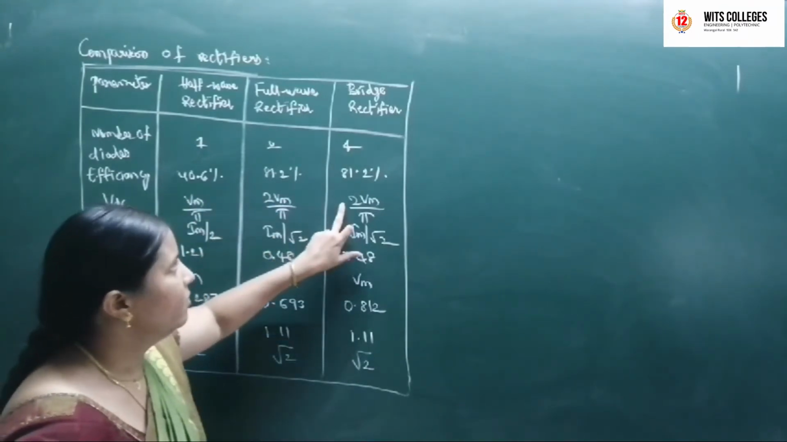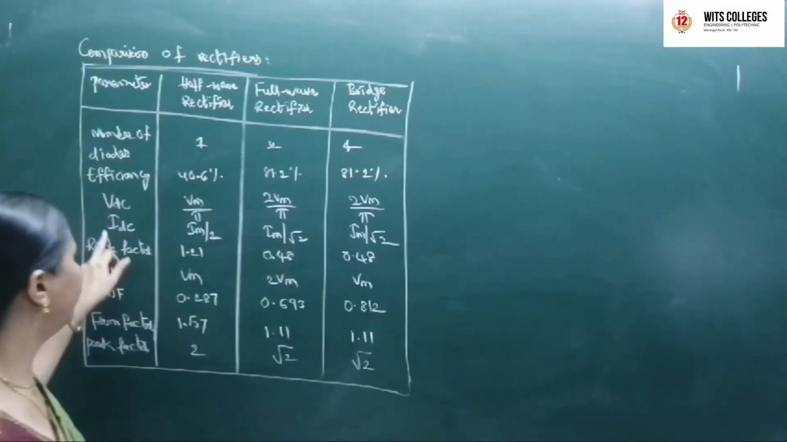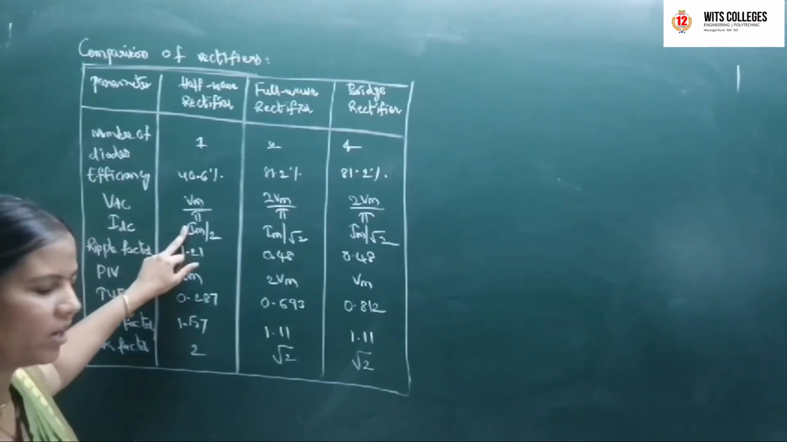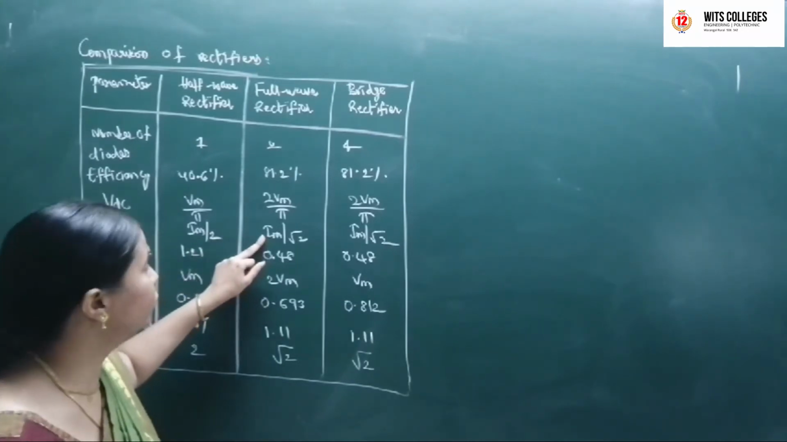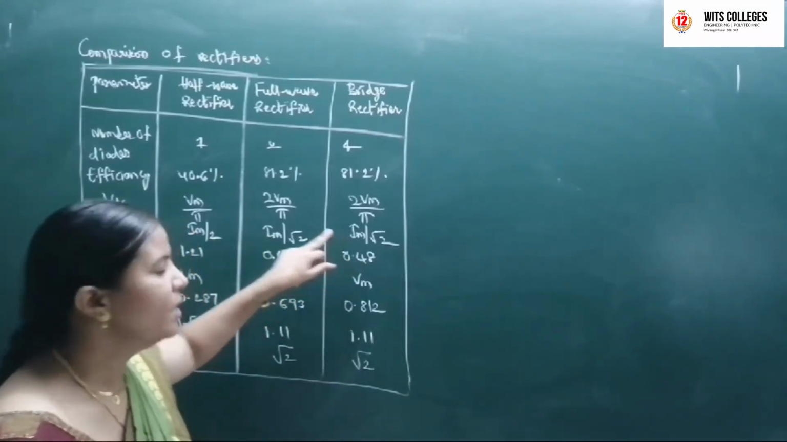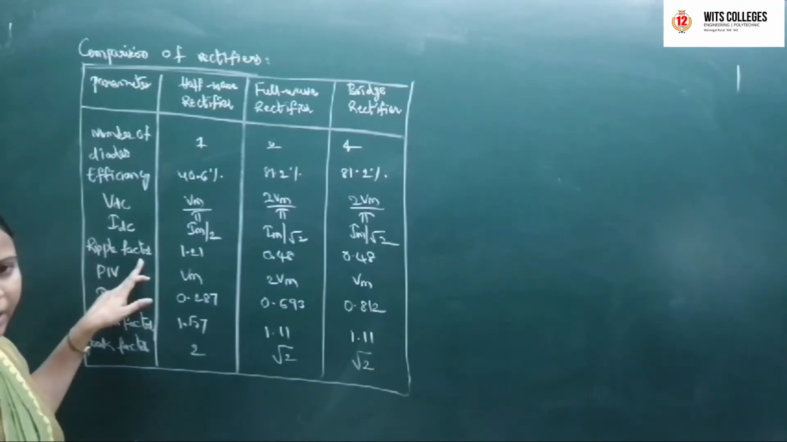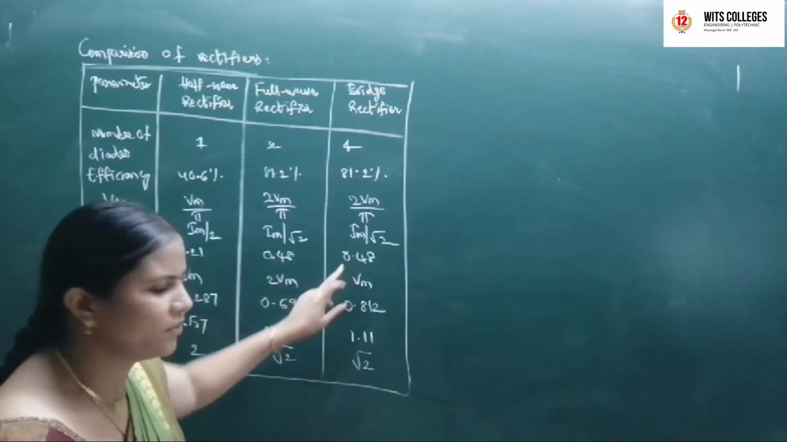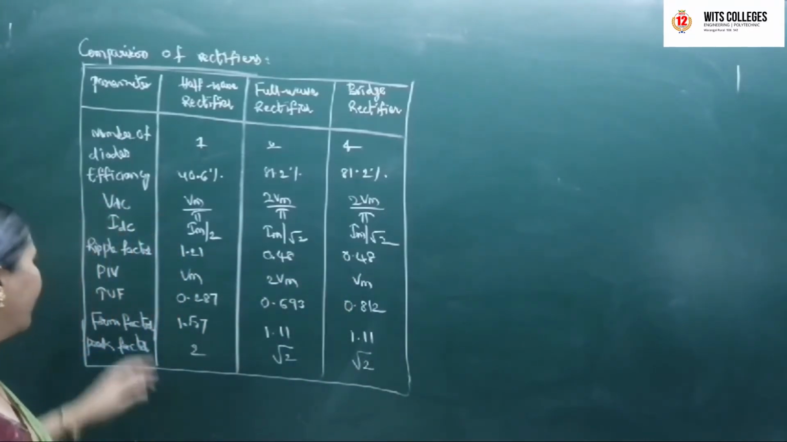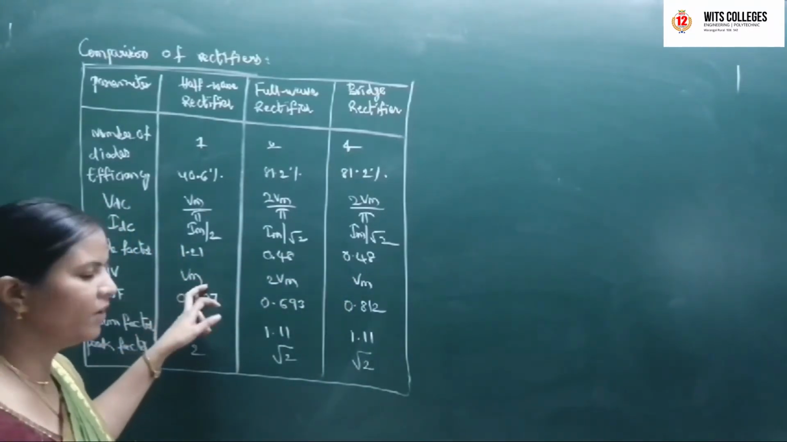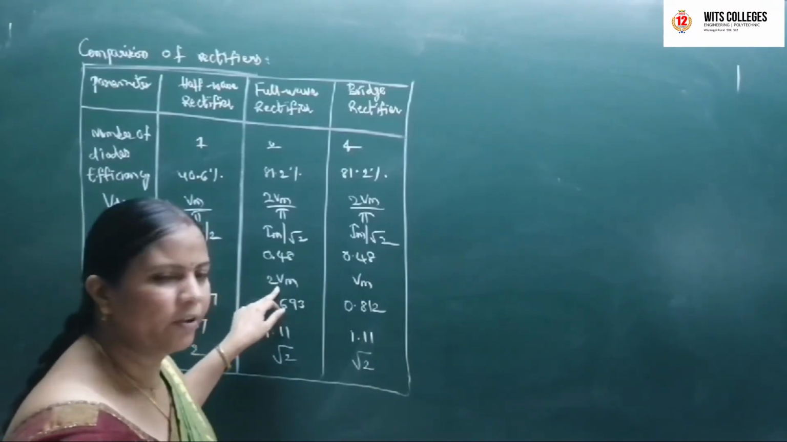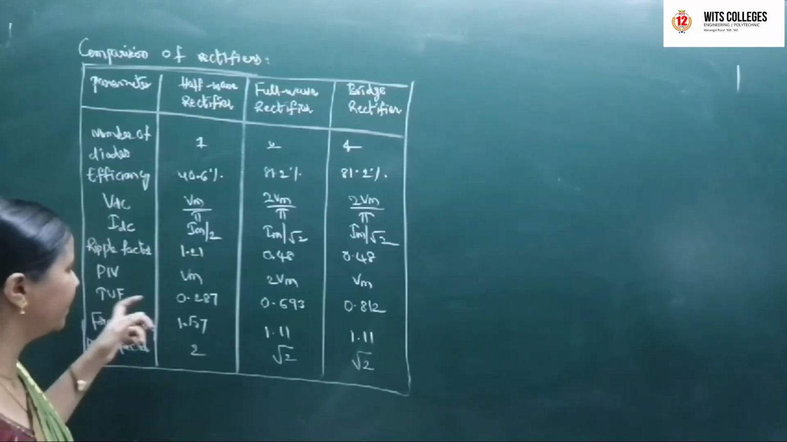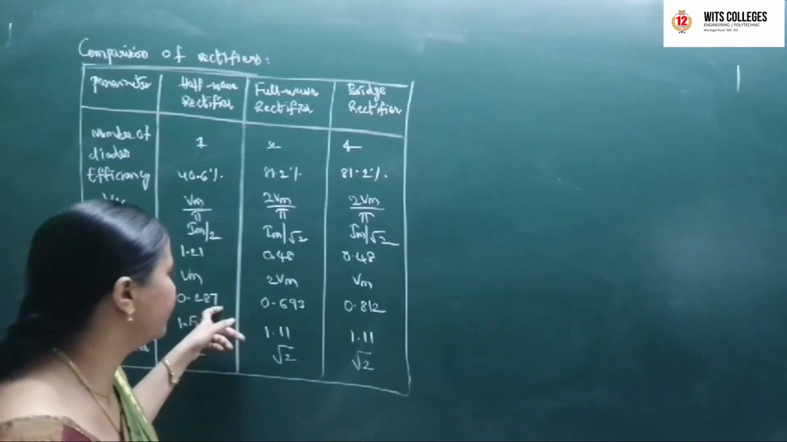VDC, DC voltage, is Vm by pi for half wave rectifier and 2 Vm by pi for both full wave rectifier and bridge rectifier, and IDC value is Im by 2 for half wave rectifier, Im by root 2 for both full wave rectifier and bridge rectifier. Coming to the ripple factor, it is 1.21 for half wave rectifier, 0.48 for both full wave rectifier and bridge rectifier.